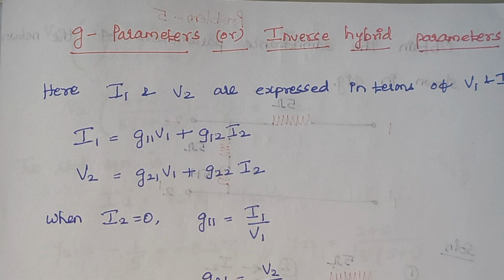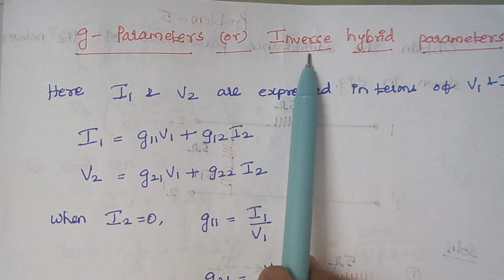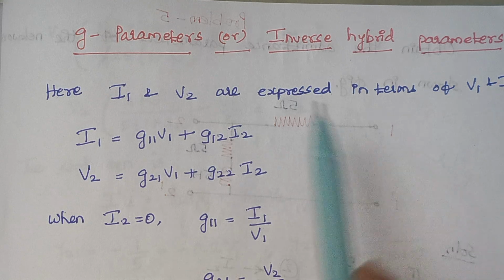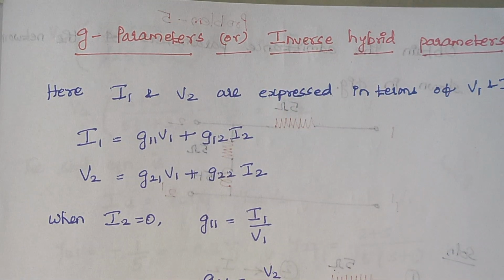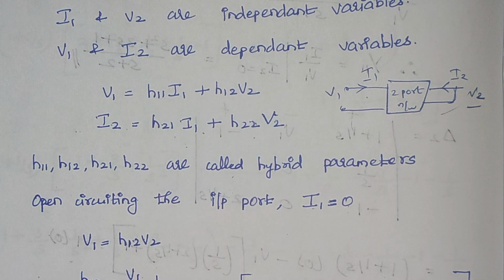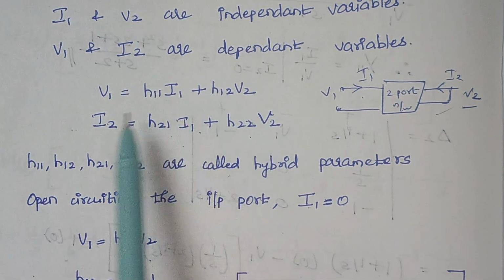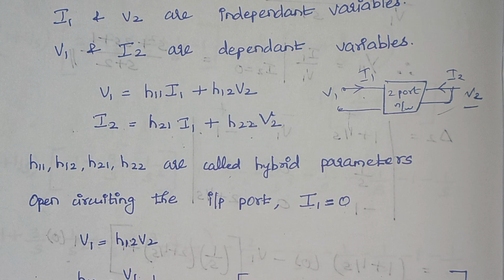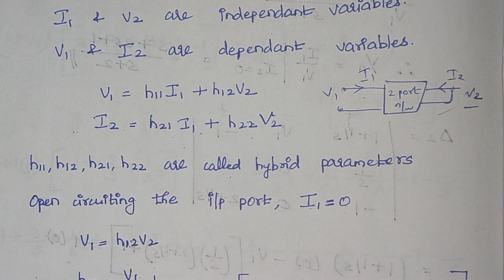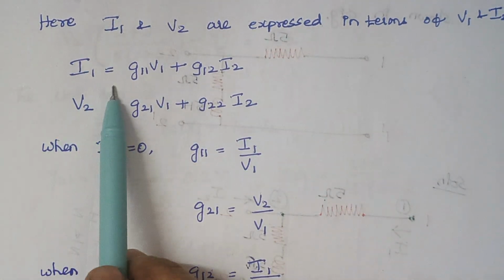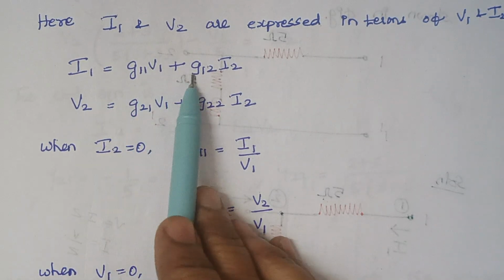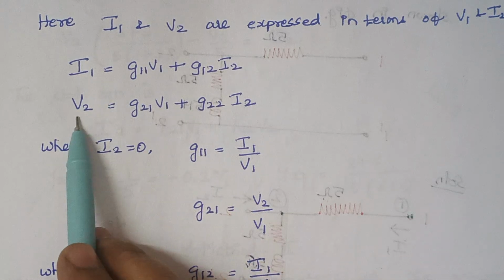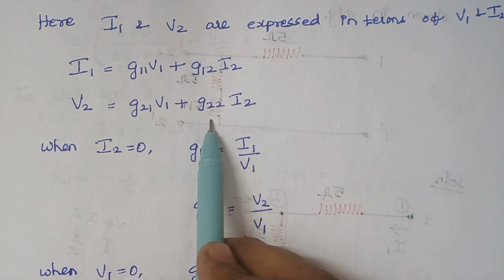Now, the next topic is G parameters or inverse hybrid parameters. As the name indicates, we are just going to reverse the things. In H parameters, we framed equations in terms of V1 and I2. But in inverse hybrid parameters, this is just reversed. We are going to frame equations in terms of I1 and V2. So, I1 is equal to G11 V1 plus G12 I2. Similarly, V2 is equal to G21 V1 plus G22 I2.